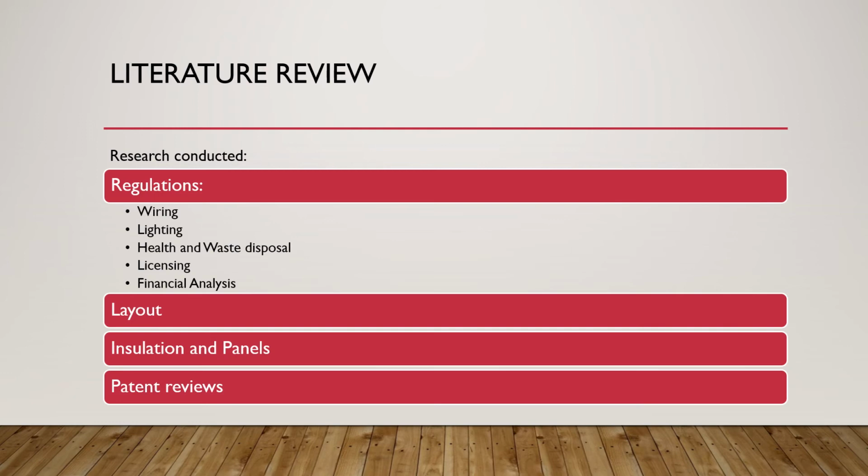The research conducted was on four main topics: the regulations to be taken into consideration, layout to assist in utilizing the space in the most innovative ways, insulation on panels as the frame will need to be enclosed and proper materials must be used, and lastly, patent reviews of existing food carts. Under the regulations, certain aspects were taken into consideration. These were the wiring codes, lighting design and specification, health and waste disposal, licensing, and financial analysis.